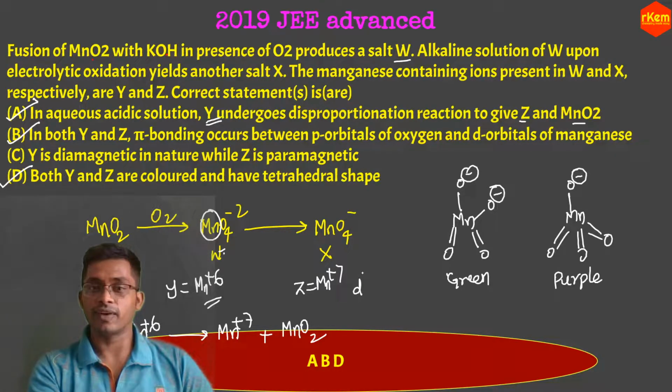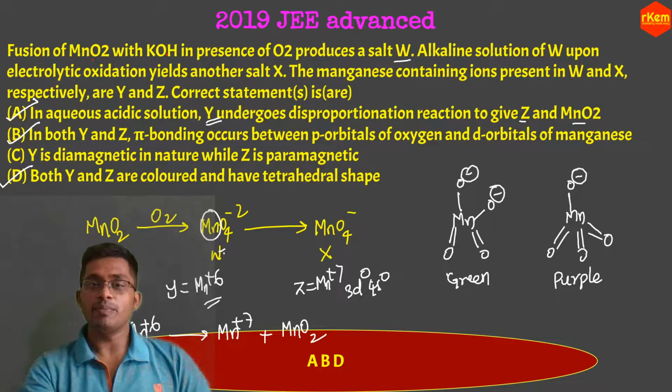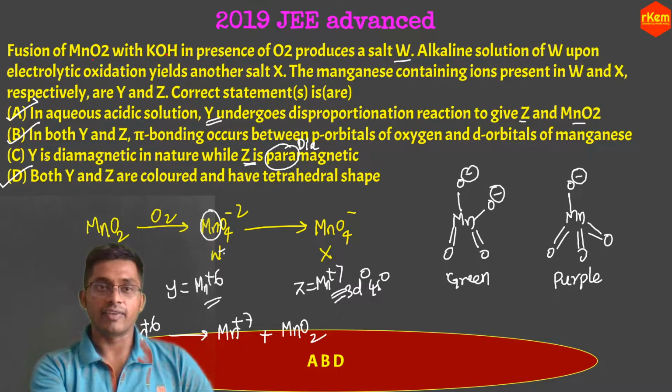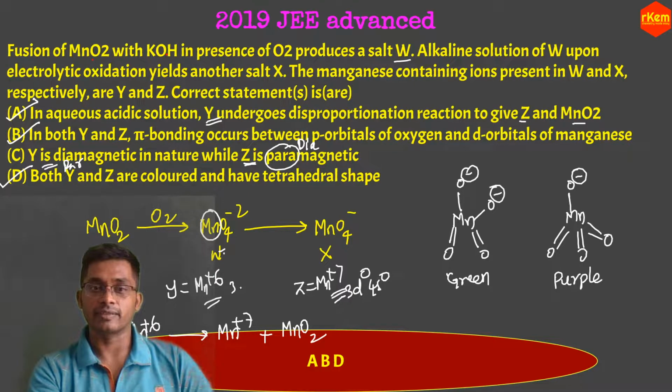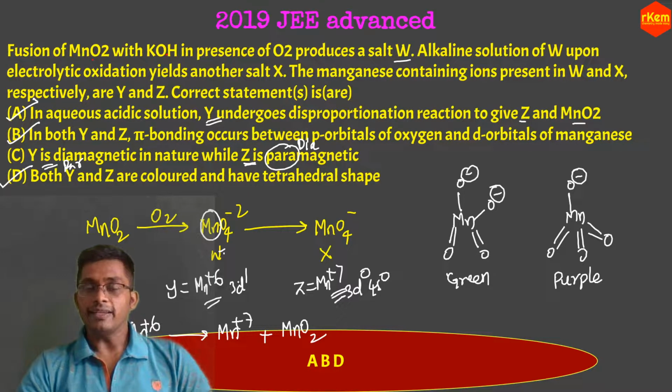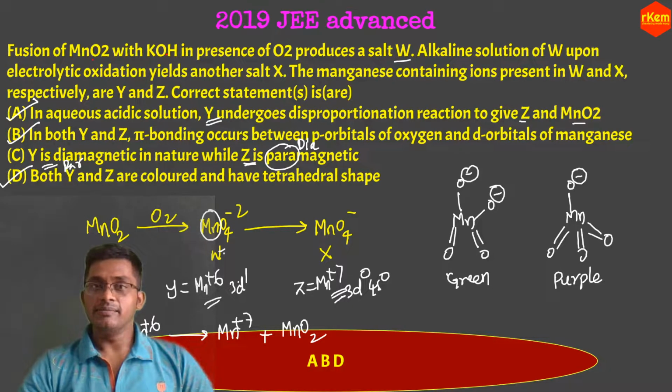This is d5. Mn is d5s2. So Mn+7 is d0. Is there any electron? There's no electron. Right? Mn+7 is completely diamagnetic. You know? So Z should be diamagnetic. And Y is paramagnetic. There is only one electron left. Clear? So this is about this question.